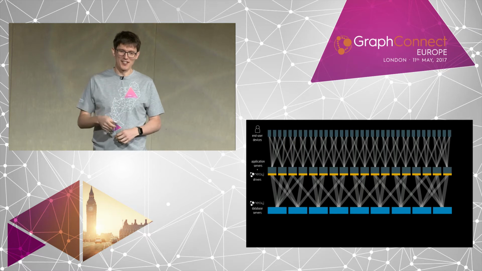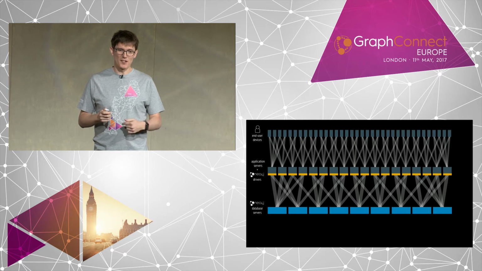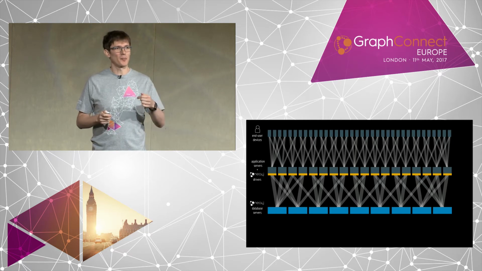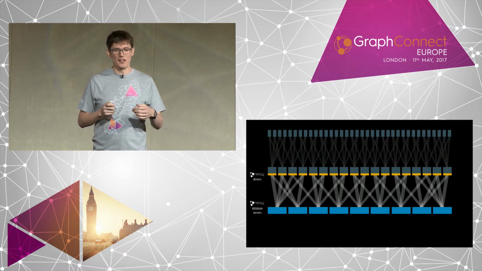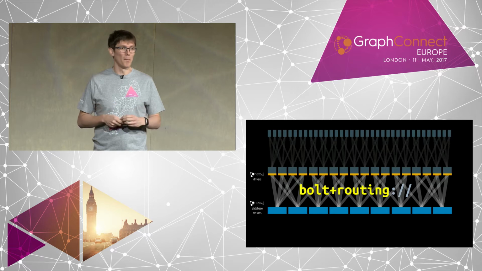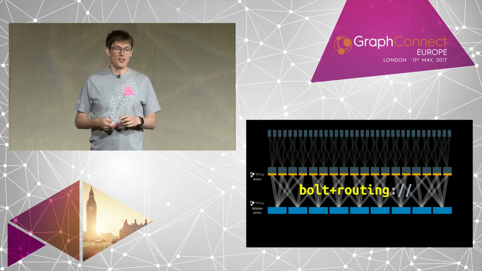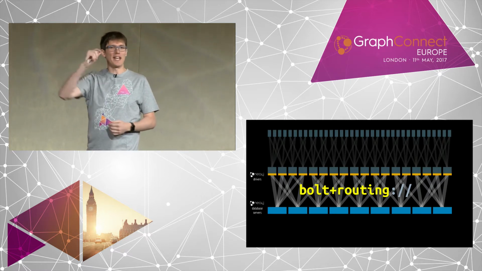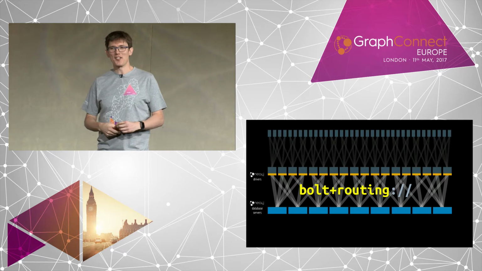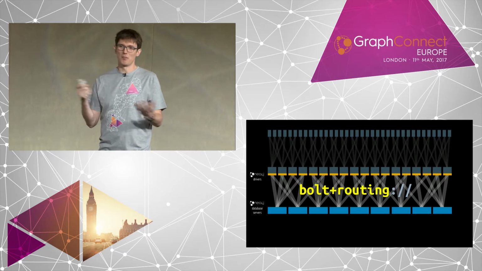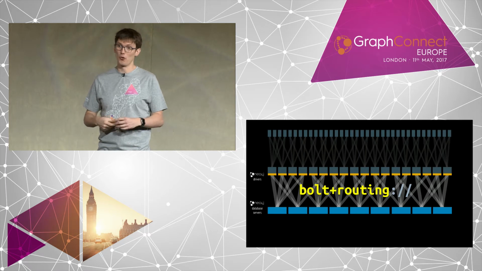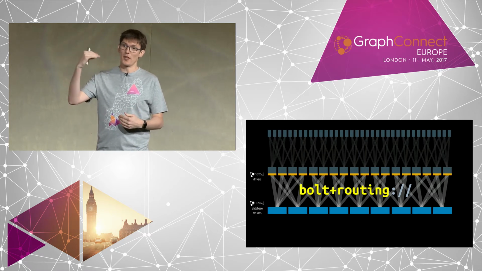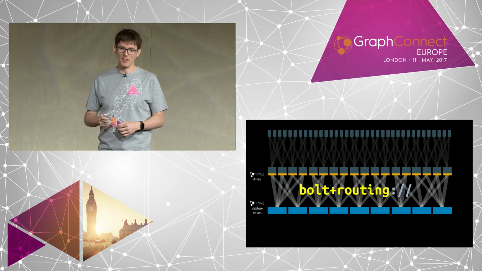How does this factor into the load balancing conversation? Well, in 3.1, what we did was take on some of the load balancing responsibility into the drivers. And we did it with something called bolt plus routing. So you recognize the way this is written. This is like a protocol, like how you write HTTP colon or HTTPS colon at the beginning of an address. This is a protocol for talking between your database driver and the database.